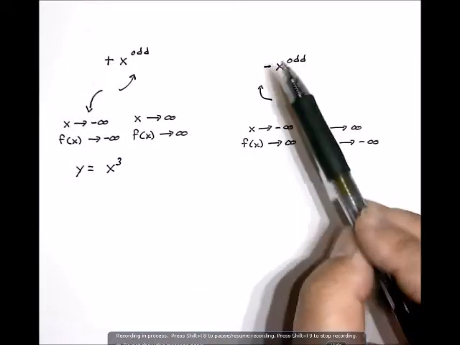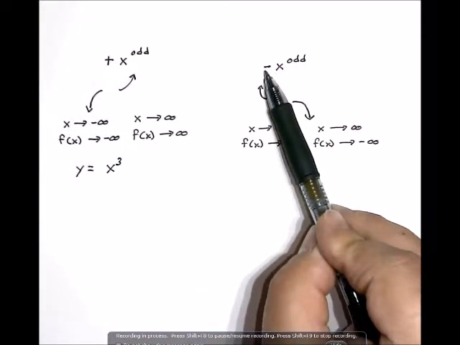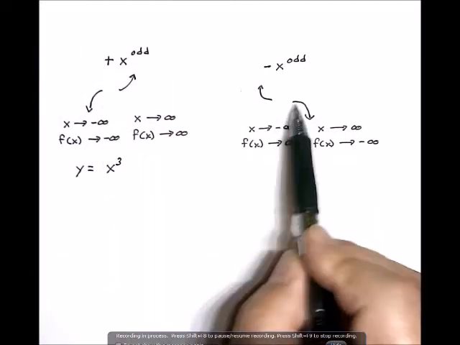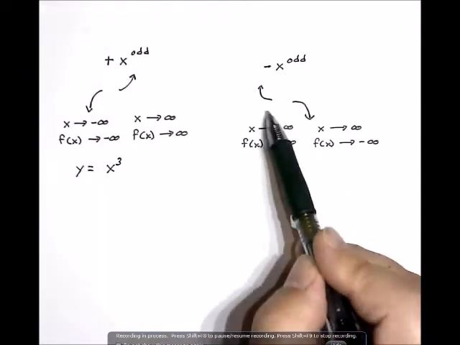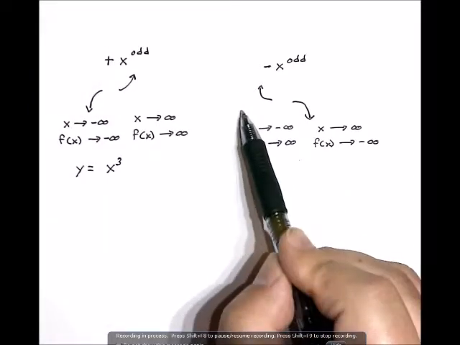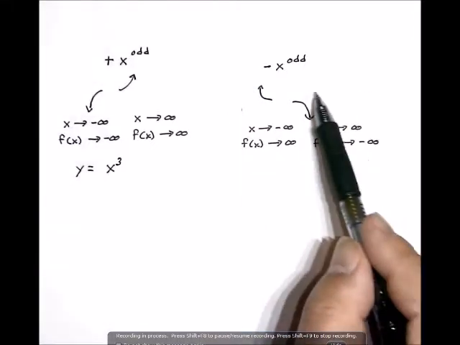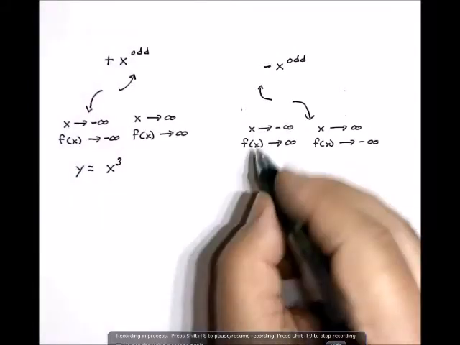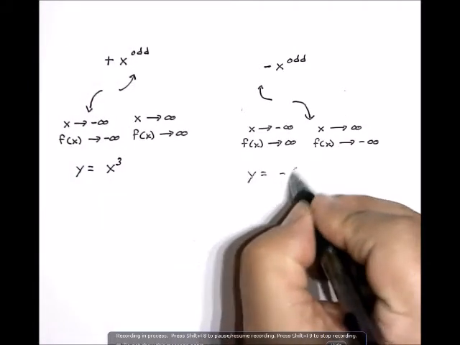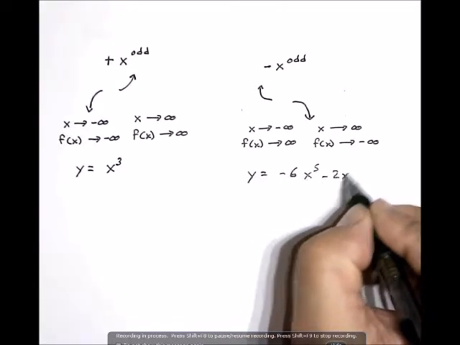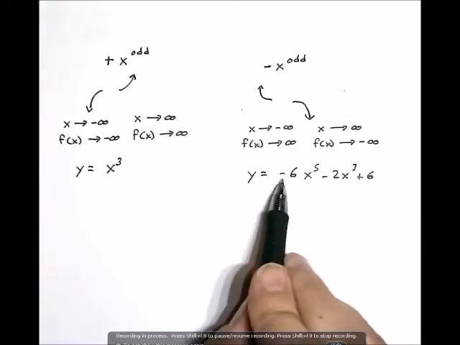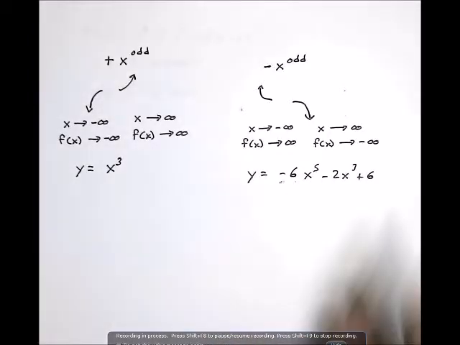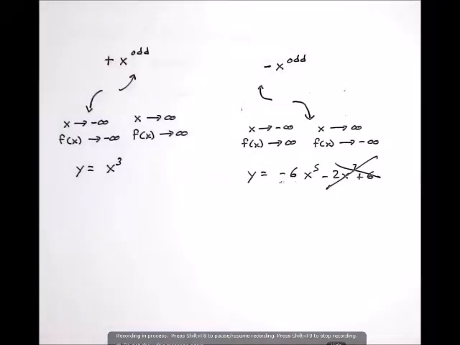And the last thing that can happen is we can have a negative leading coefficient and an odd degree. And when that happens, we just take this one and kind of flip it around. So as x approaches negative infinity, the function values approach positive infinity. And as x approaches positive infinity, the function values approach negative infinity. And an example of that is anytime you have a negative leading coefficient and an odd degree. And we're only concerned with the leading term here. We don't care about the rest of it.